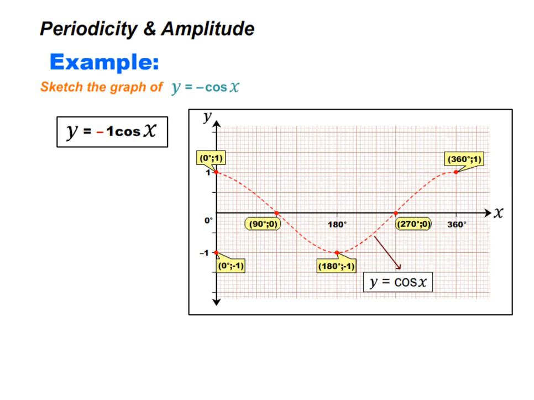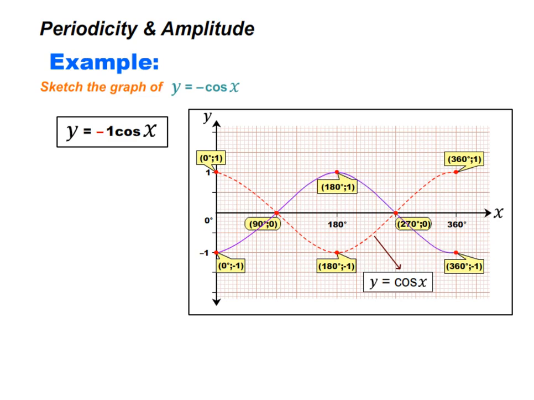Look at the dots. So far we have a dot at 0 degrees and minus 1. Another one that touches the x-axis at 90 degrees and 0. Another dot at 180 degrees and 1. Another dot that crosses the x-axis at 270 degrees and 0. And finally, another dot at 360 degrees and minus 1. Let us now join the dots.